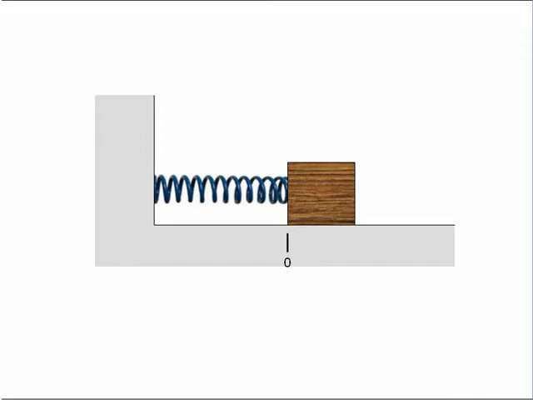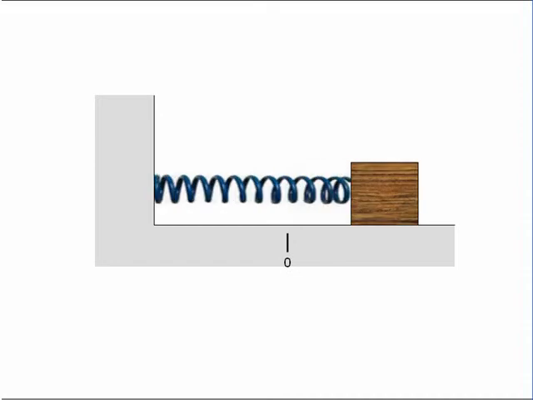Consider a spring with one end attached to a wall and the other end attached to a small block. When x is equal to 0, the spring is in its normal, unstretched state. Imagine that we stretch the spring slowly by moving the block to the right.